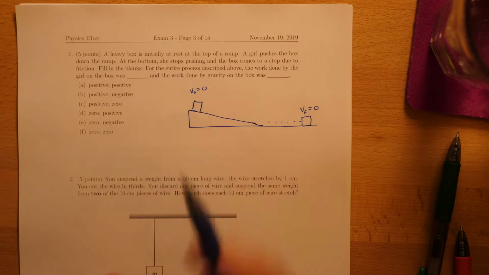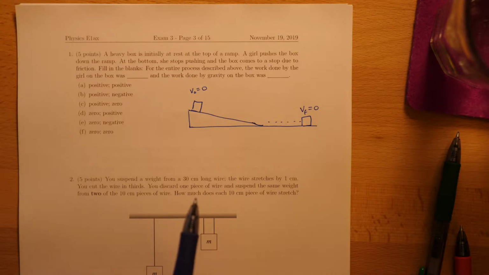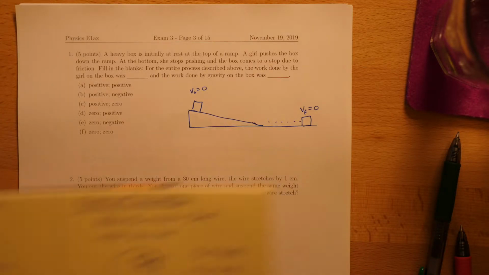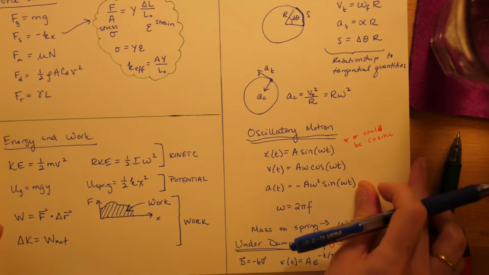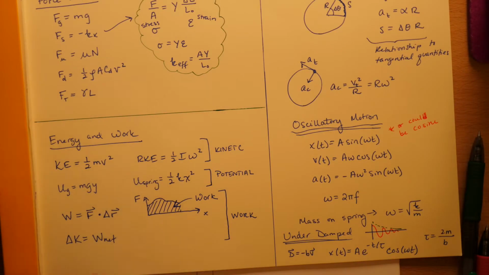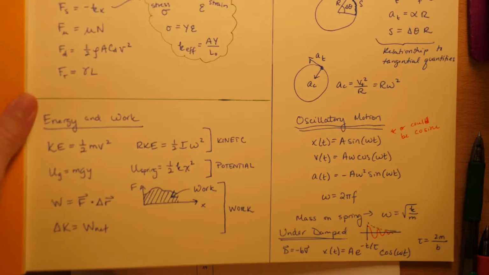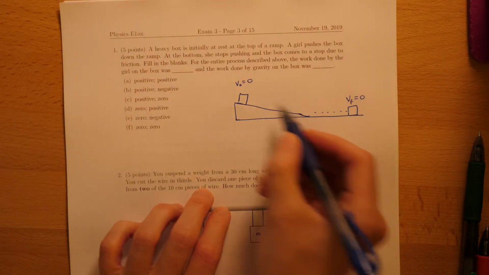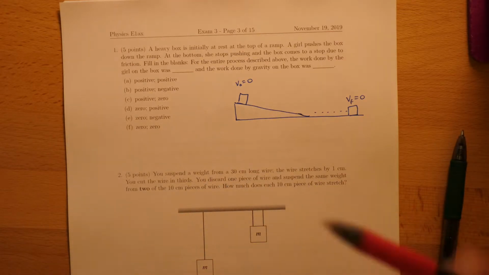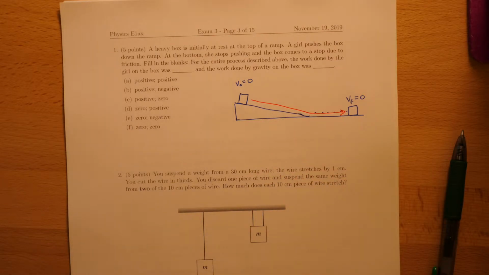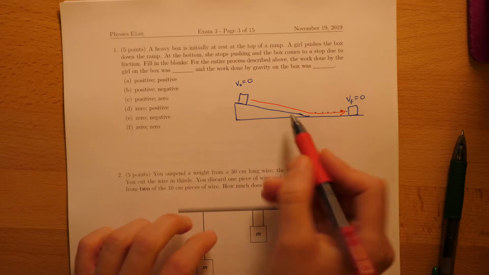For the entire process, the work done by the girl on the box was blank, and the work done by gravity on the box was blank. Okay, so if we look at my formula sheet here, the definition of work is the force dotted with the displacement. So this is the path that the box takes. It goes down, and then it goes horizontal. So that's the way it moves.